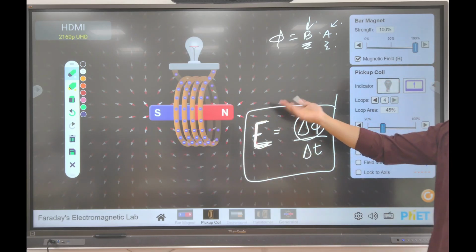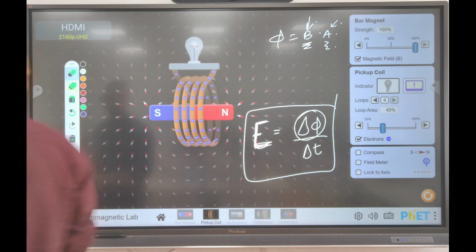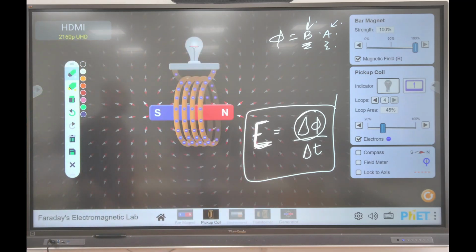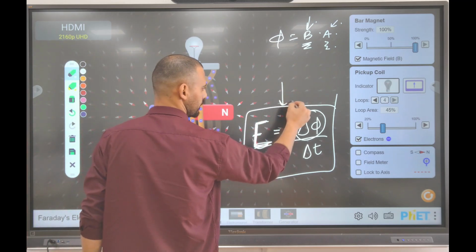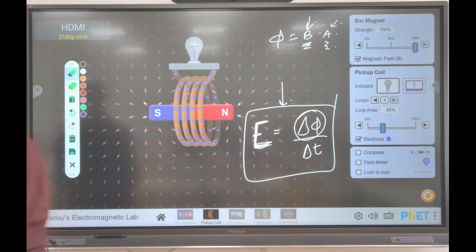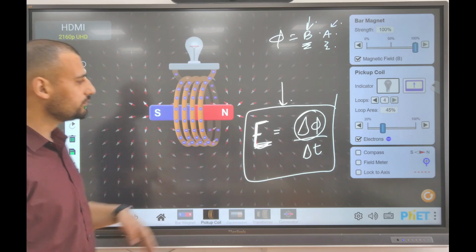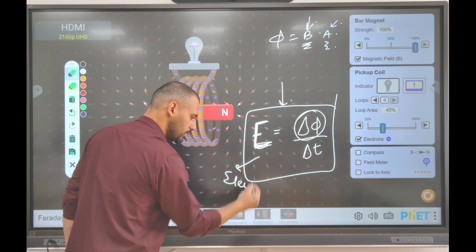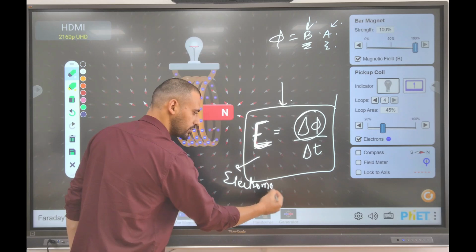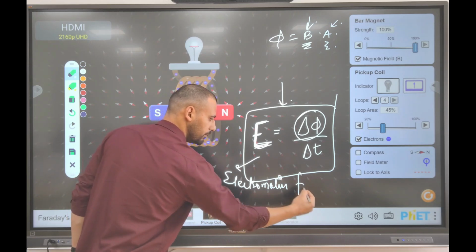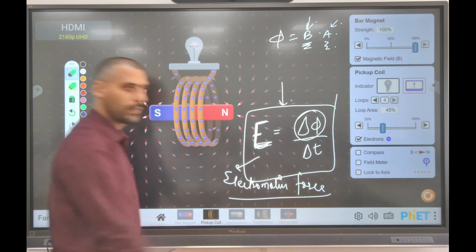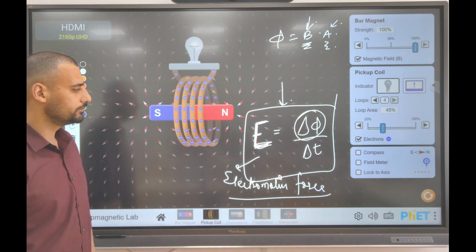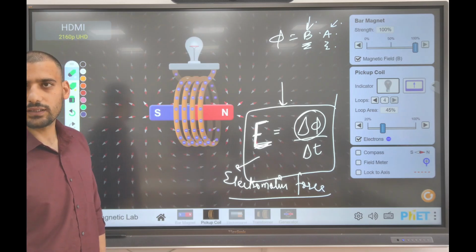But in some other case, what I can do is, see, first try to copy this. Click a picture of this equation, because this equation is important. Change in flux over change in time. E equals what? E is the EMF, the electromotive force. Okay? Is that fine?